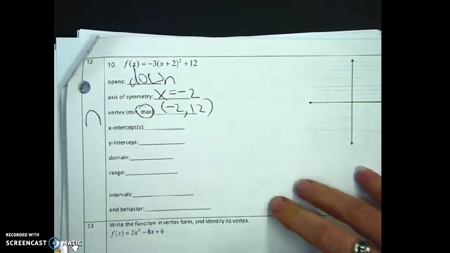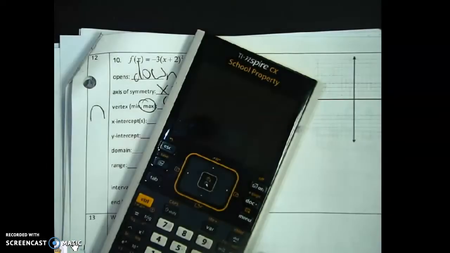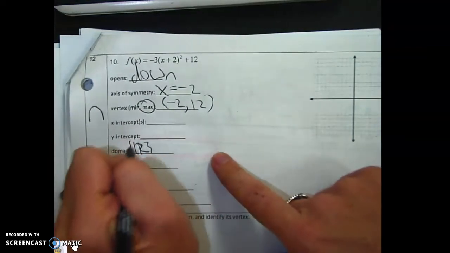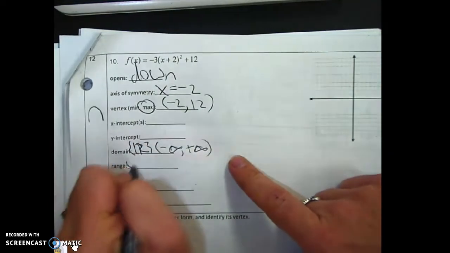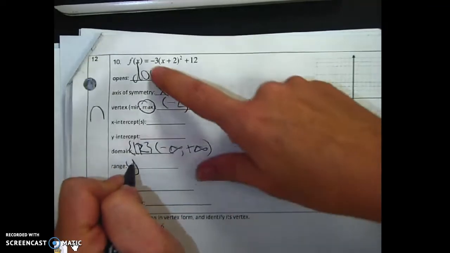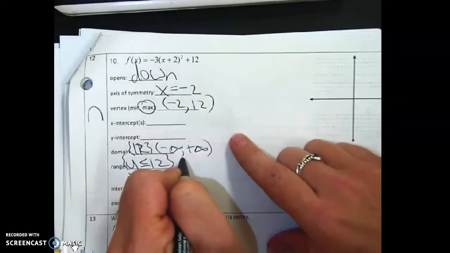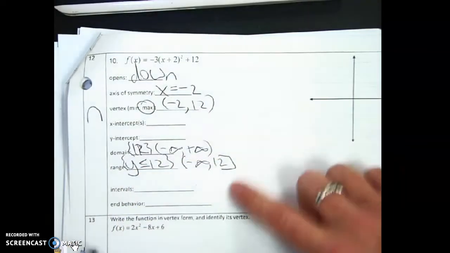The x-intercepts are a little bit more work. The y-intercepts are a little bit more work. Take your calculator, copy it off your calculator, and then do the work later. Domain, all real numbers, -infinity to positive infinity. The range, y is, since it's down, less than or equal to the y value of the vertex. And that's -infinity to positive 12 bracket.